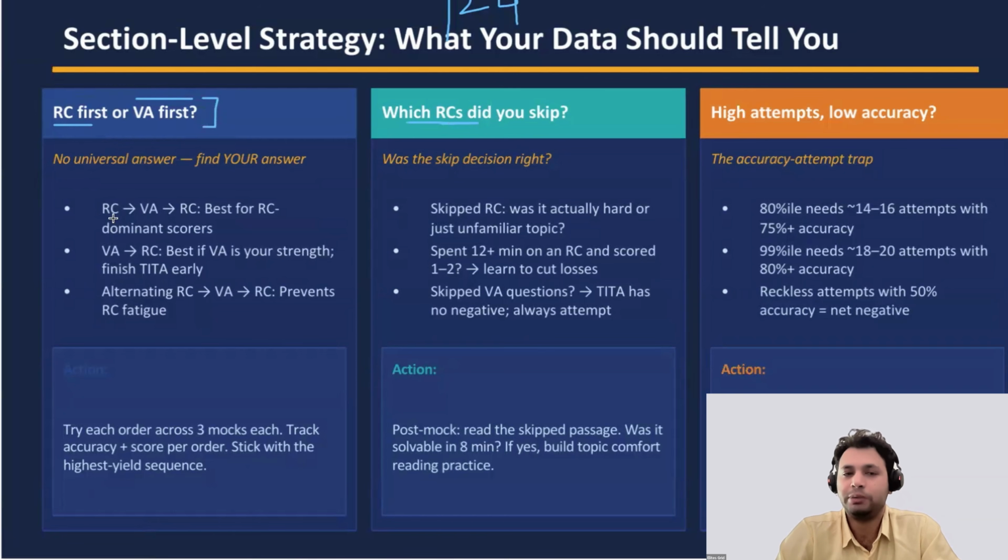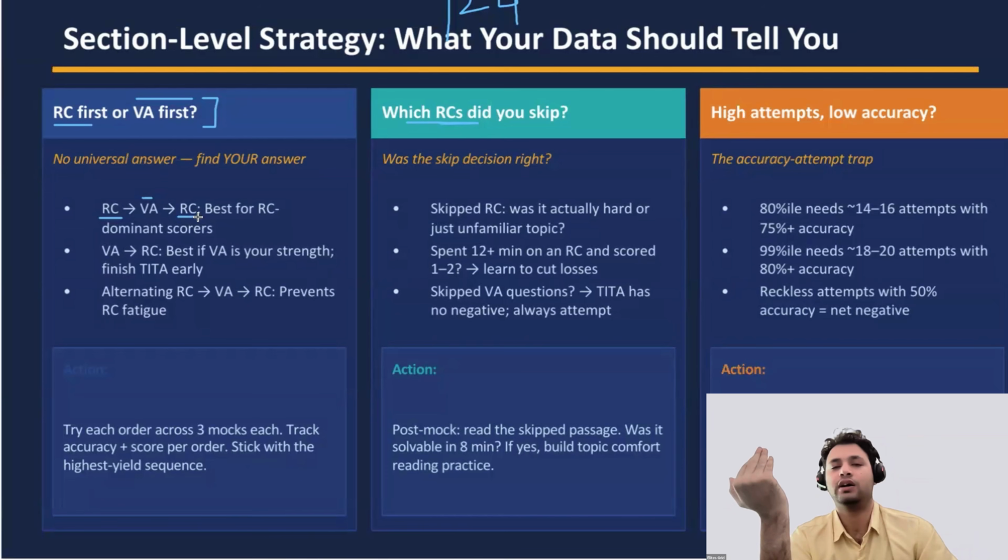A very common strategy that people follow is maybe do 2 RCs, then do some verbal ability questions, then have 1 more RC in place. A lot of people do a version of this: maybe do 2 RCs, then 4 verbal ability questions, then 1 RC, and then again have time for 1 more RC.